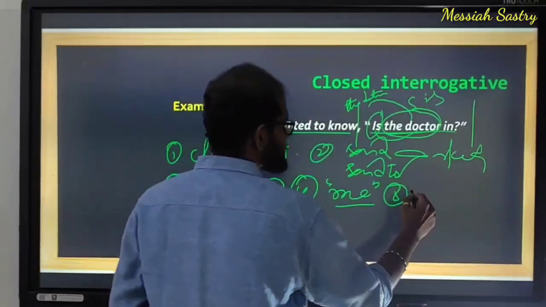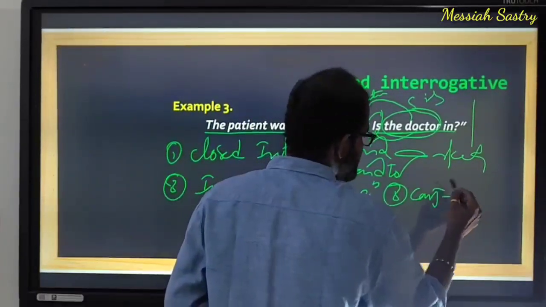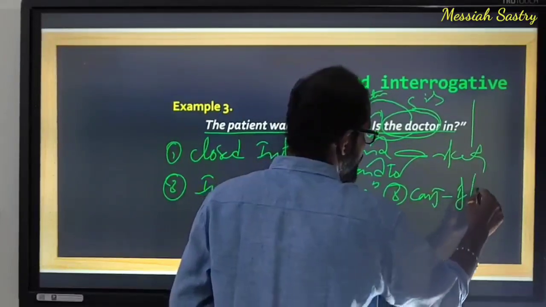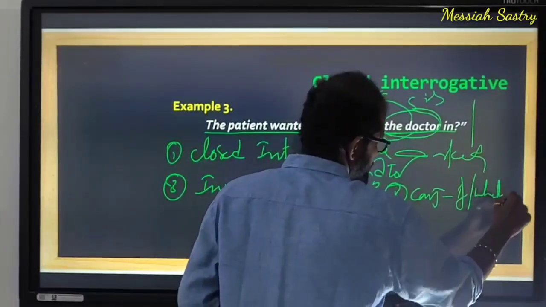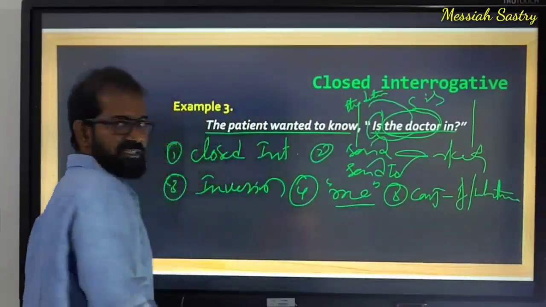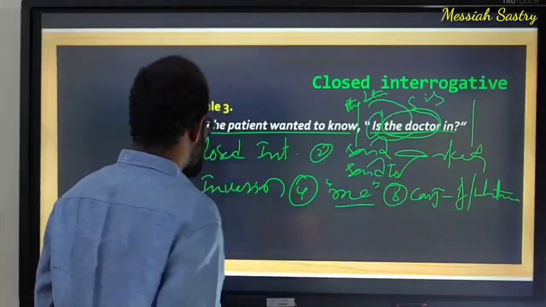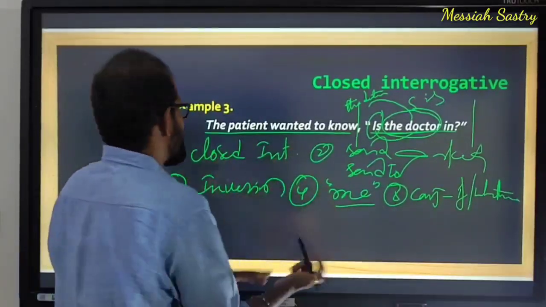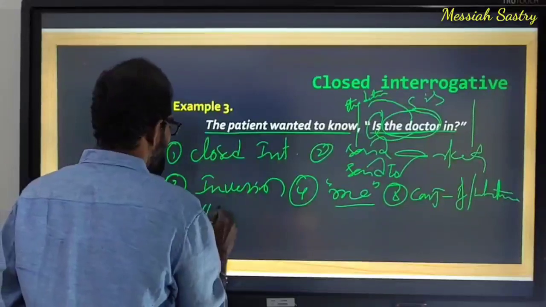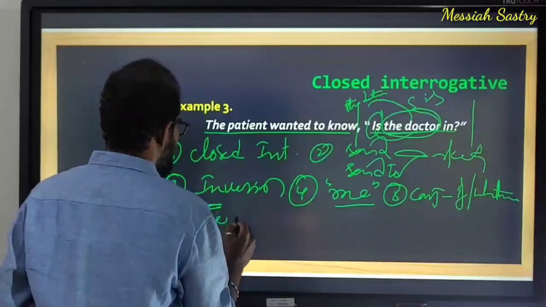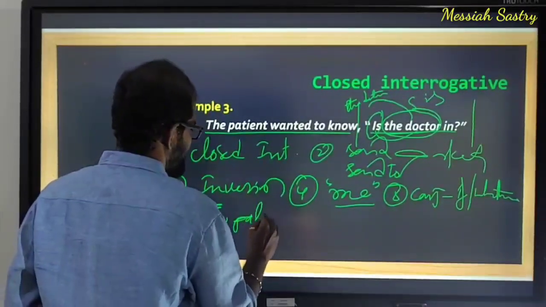Fifth point, conjunction. What is the conjunction? If or whether. These two are the conjunctions. We can use if or we can use whether. So now let's change it into a sentence. The patient.